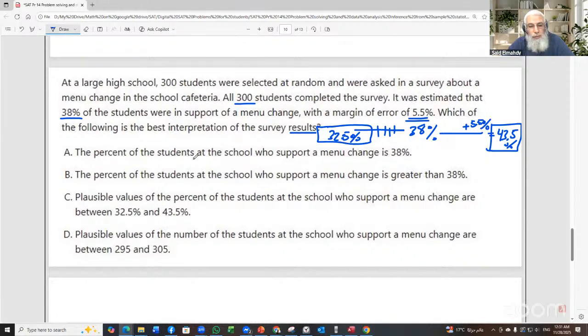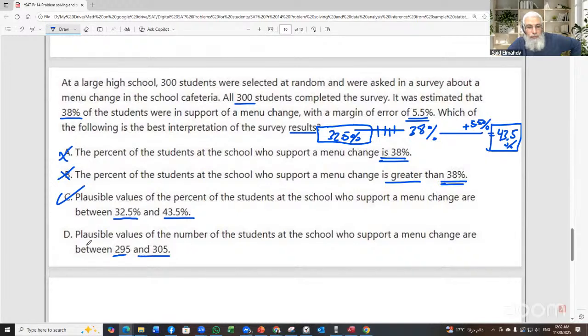So the percent of students at the school who support a menu change is 38. No, it might be 38, not exactly 38. The percent of the students at the school who support a menu change is greater than 38. It could be more than, greater than, or less than. Plausible values of the percent of the students at the school who support a menu change are between these two numbers. This is correct. Plausible values of the number of students at the school who support a menu change are between those two numbers.